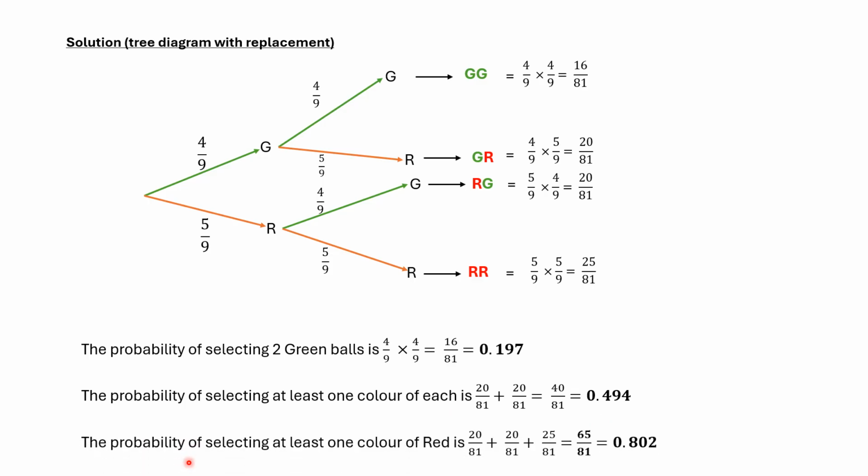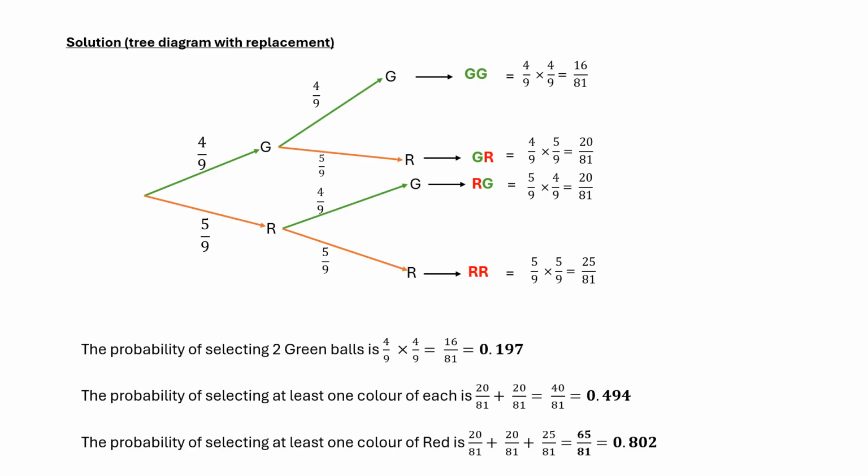Okay, what about the third answer? Third question, the probability of selecting at least one color of red. This is one color of red, that is this. There's a red here, there's one red here, but there are two reds here. So it's these green, red plus red, green plus red, red. And then you have this answer of 0.802. Okay, and that is how you solve a probability question with replacement.